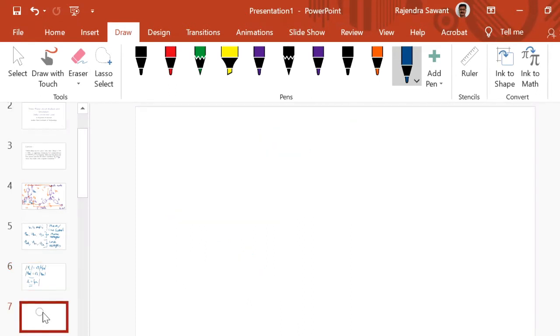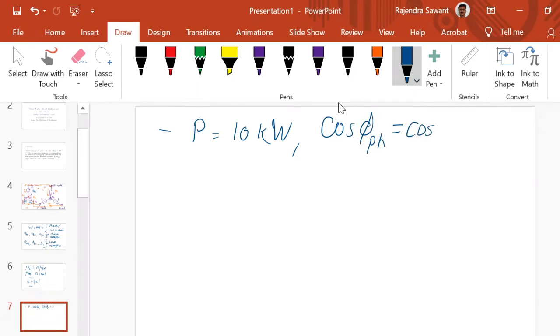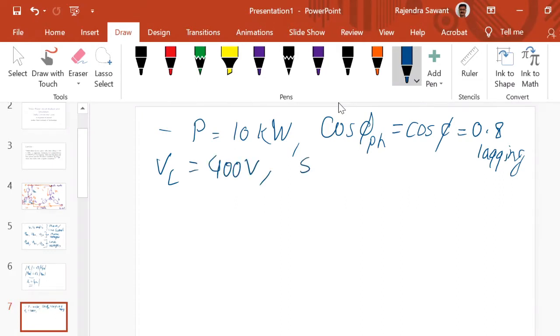So therefore, now if we look at the problem which is given to you, P is given as 10 kilowatt. And cos phi is the per phase power factor, so we can call it cos phi ph or cos phi, as 0.8, but this is lagging, so certainly this is an inductive load. We have been given VL as 400 volts and 50 hertz, so this value is RMS value.